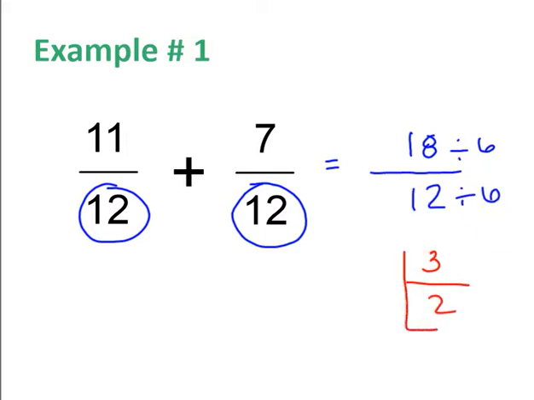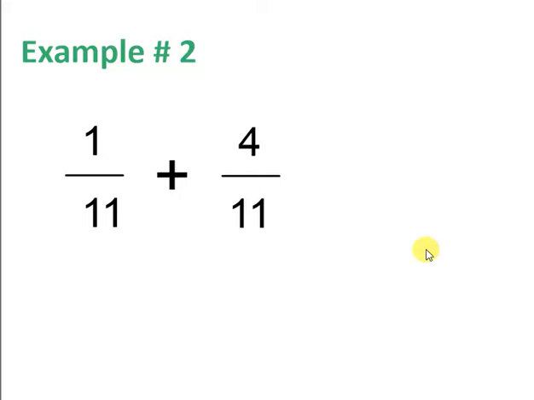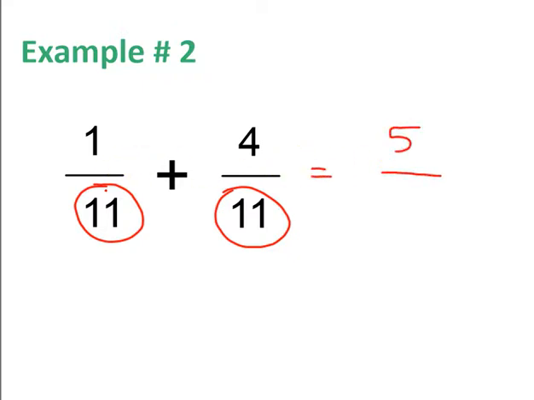Now you can leave your answer as 3 over 2, or you can make it a mixed number. So 2 goes into 3 one time with 1 left over, and I keep the denominator the same. So either one of these answers would be acceptable. All right, second example. So we have a denominator of 11 and 11. So I'm going to add the top. 1 plus 4 is 5, and bring the denominator over. This cannot be simplified. So that is it.